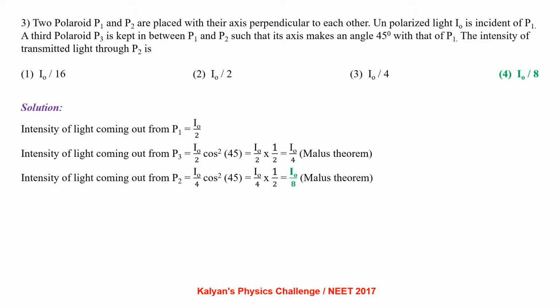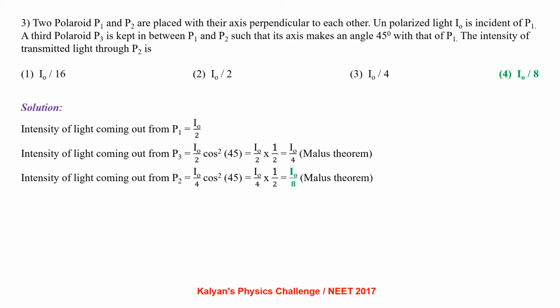Let us see third question. Two polaroids P1 and P2 are placed with their axes perpendicular to each other. Unpolarized light I0 is incident on P1. A third Polaroid P3 is kept between P1 and P2 such that its axis makes an angle 45 degrees with that of P1. The intensity of transmitted light through P2 is.